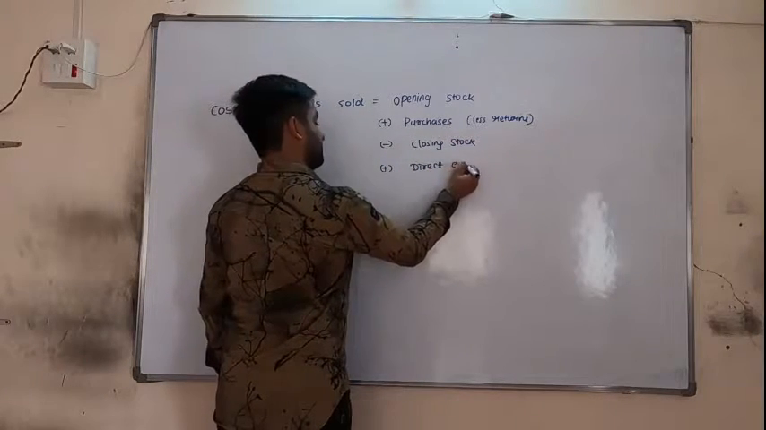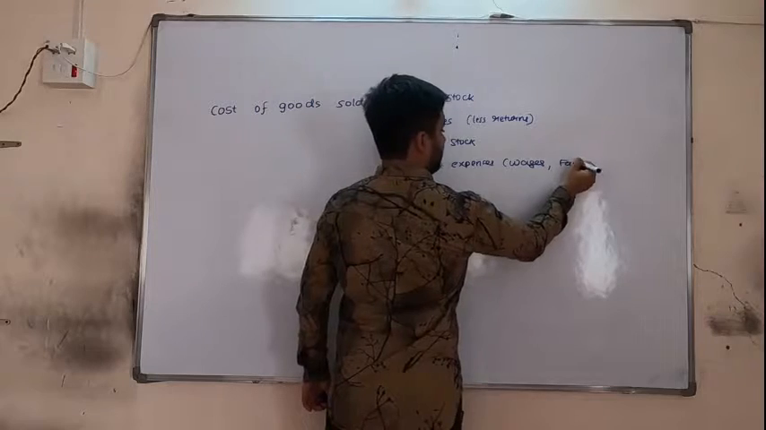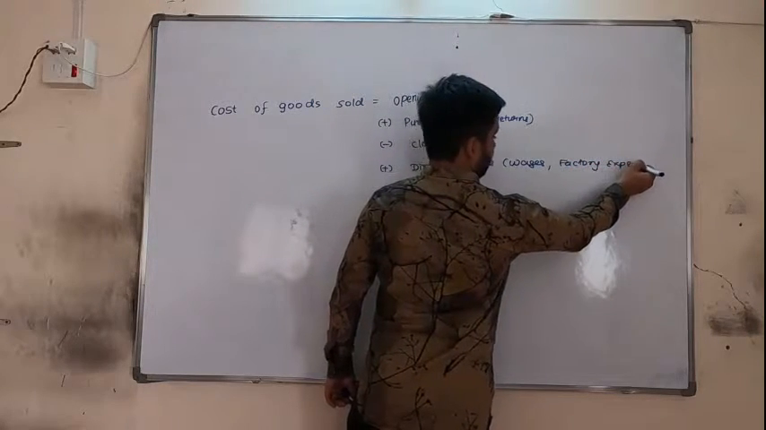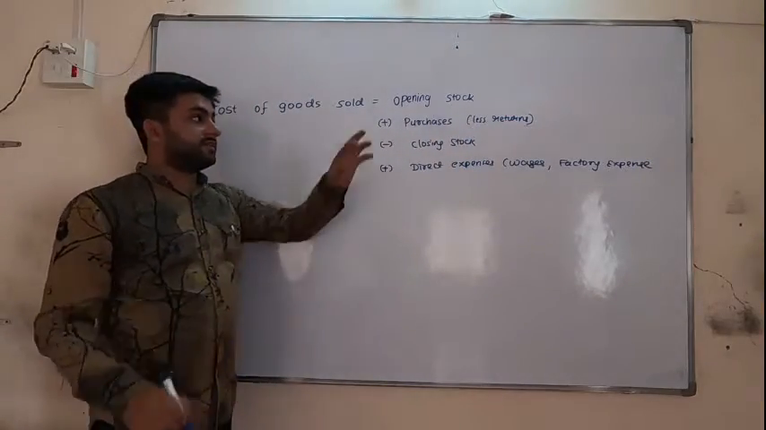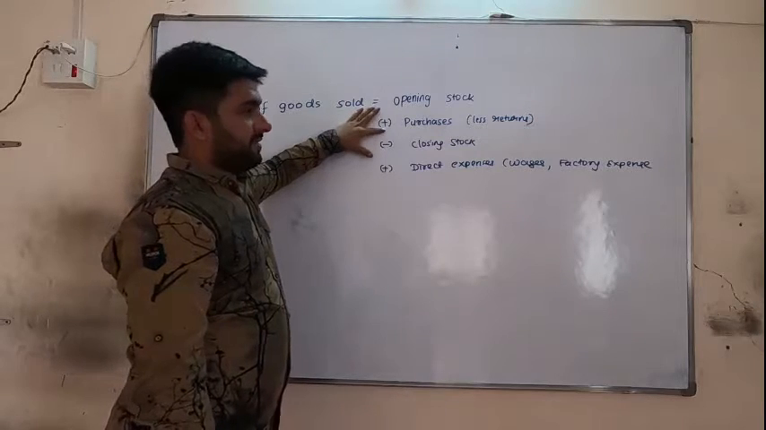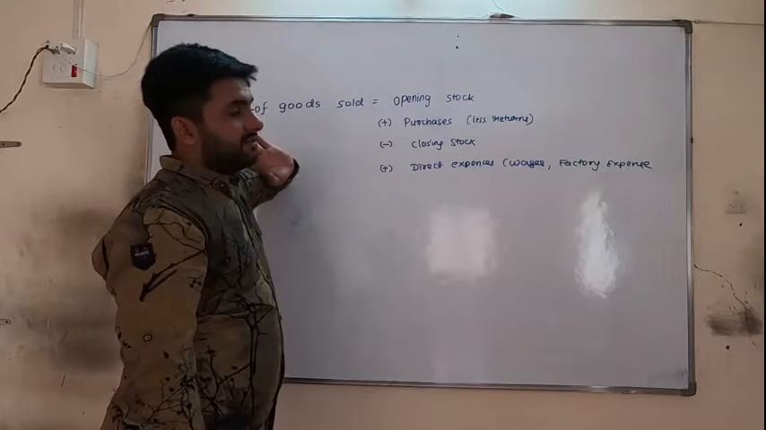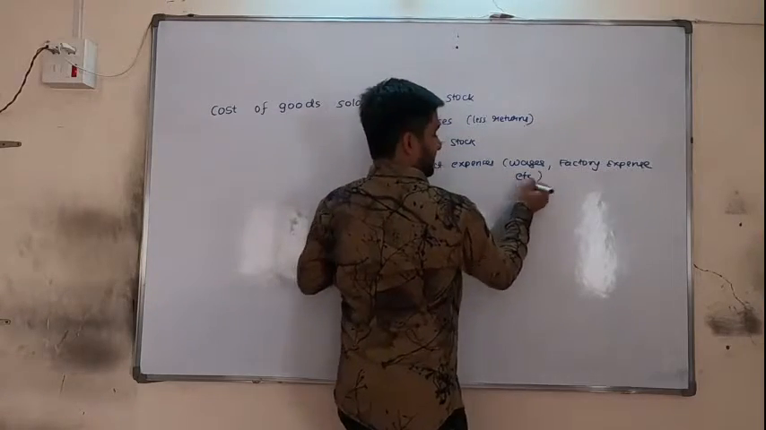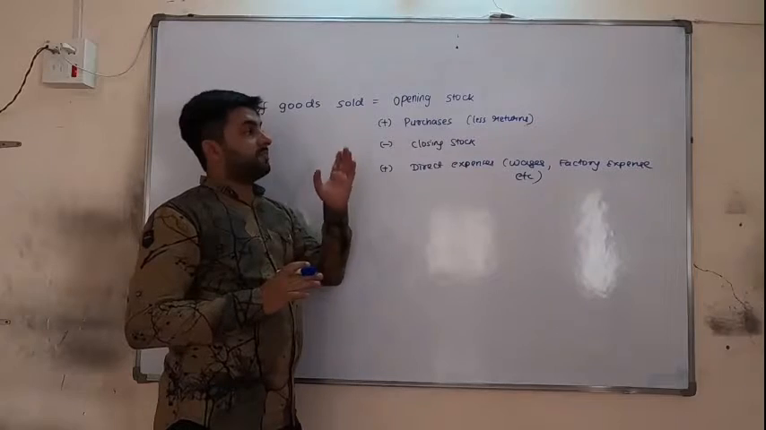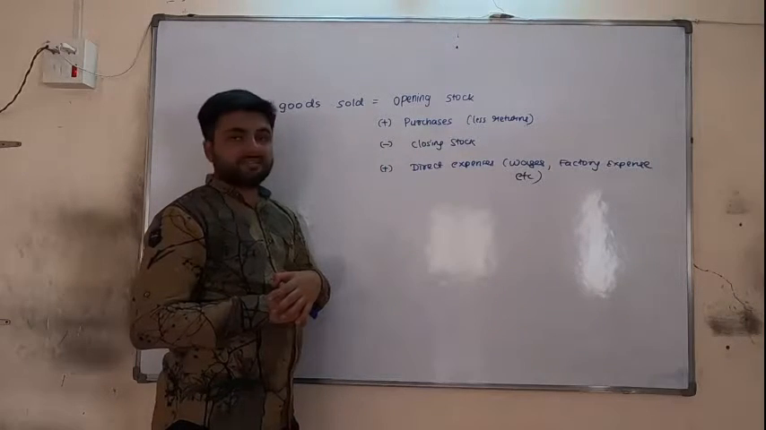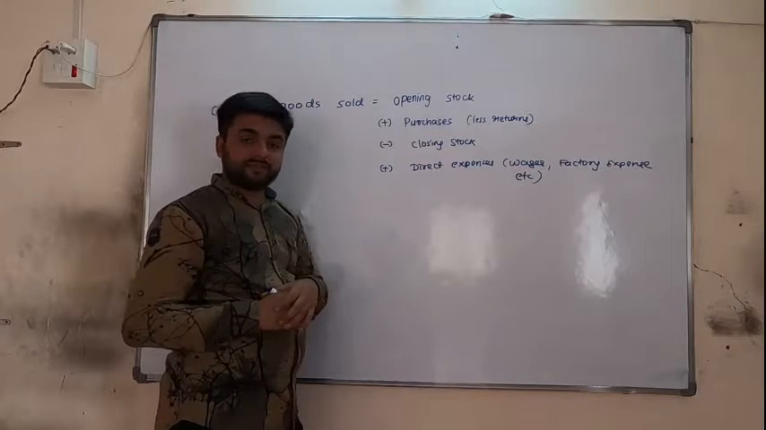plus direct expenses, that is wages, factory expense, and what we get is the cost of goods sold. So it includes opening stock plus purchases less any returns, minus closing stock, and plus direct expenses related to wages, factory expense, etc. All the expenses shown in the trading account are included in cost of goods sold itself. Purchases, closing stock, purchase returns, opening stock are there, so nothing will be given separately. All things are at the same time.